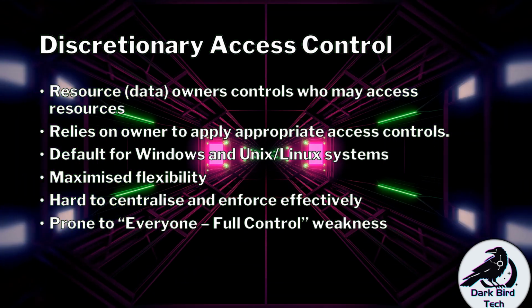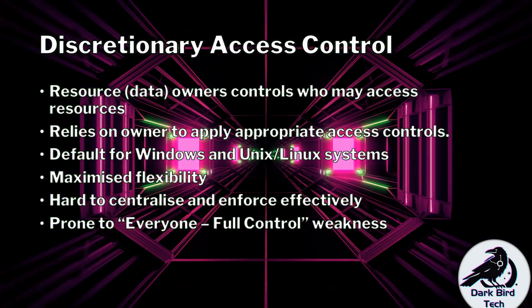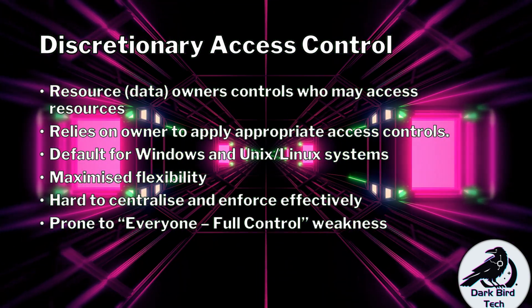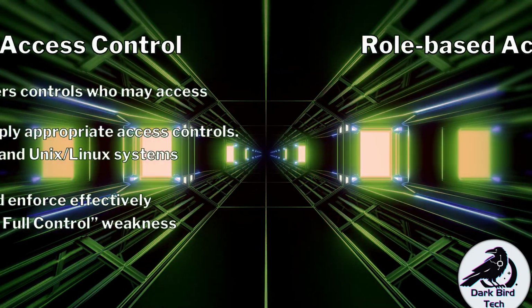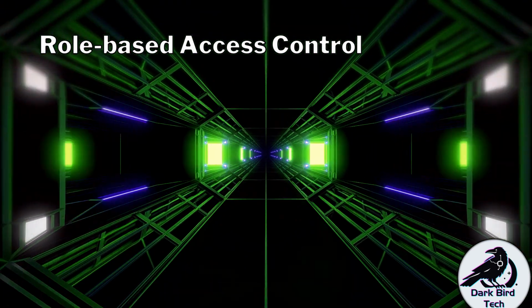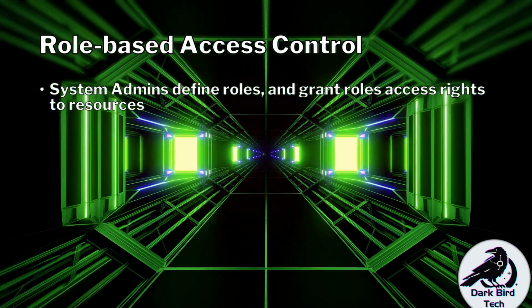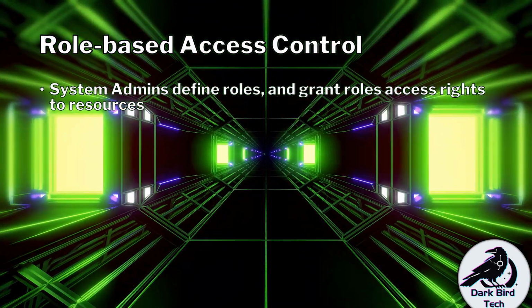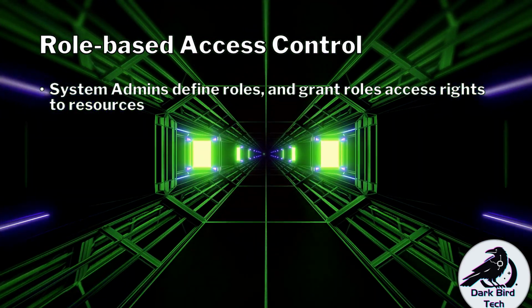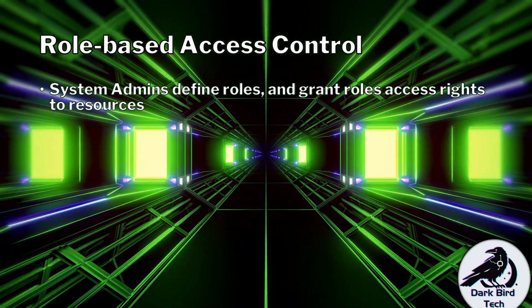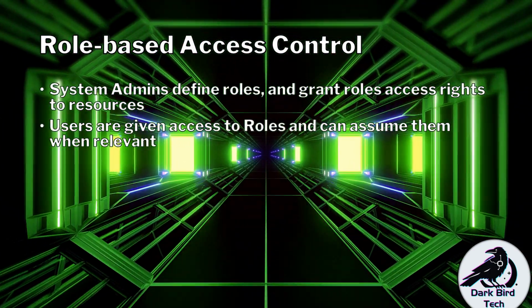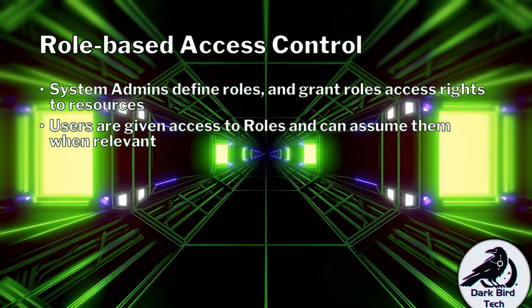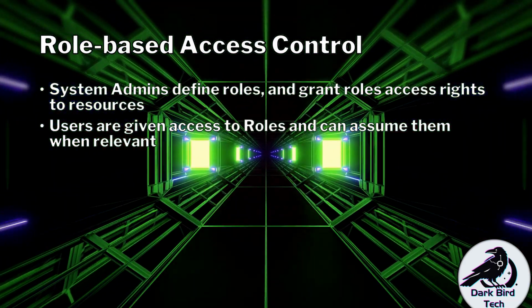Okay, so if discretionary access control is too flexible and mandatory access control is too strict, do we have anything else that we could work with? You betcha. So with role-based access control, system admins define roles, and they'll grant roles access rights to the resources. Remember, the data, the stuff that we're trying to access. Then the users will be given access to the roles and can then assume the role and the access rights when appropriate.